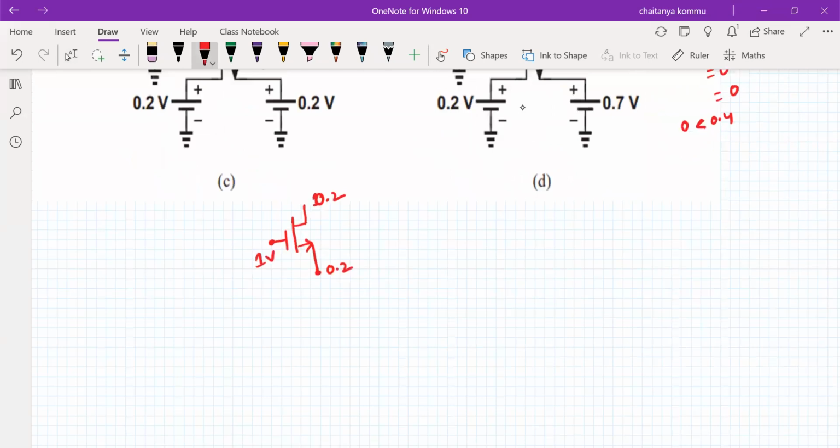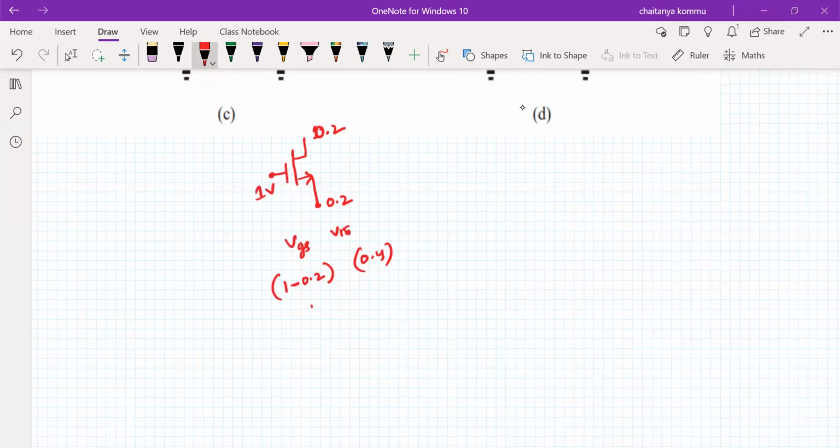Again, we need to compare VGS with VTH. What is the VGS value in relation to VTH? VGS is equal to 1 volt minus 0.2 volts. It is nothing but VGS, the potential difference between the gate and the source. This is actually 0.8 volts. So what is the value of VTH here? 0.4. What is the relationship between 0.8 and 0.4? It is greater than. So the transistor is on.